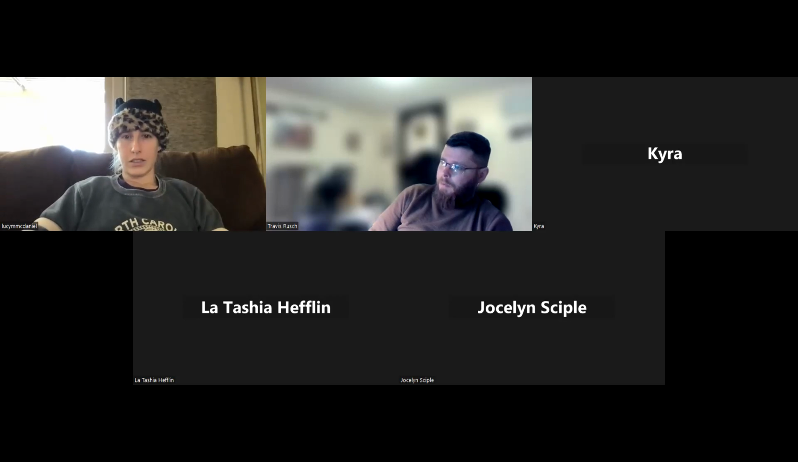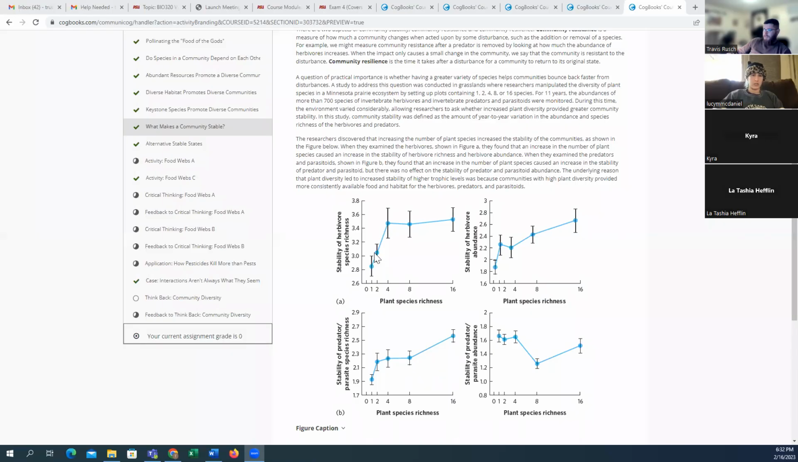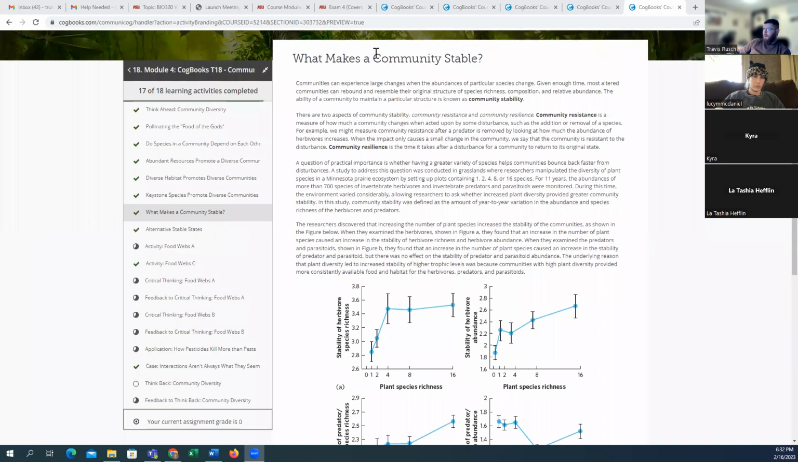So talked about the figures. Yeah, I'll just show what I was talking about. This is the page where it's showing plant species richness on the x-axis, and herbivore species richness went up. There's a strong correlation with it. Predators also went up as plant species richness increases. So that's part of the topic of what makes a community stable.